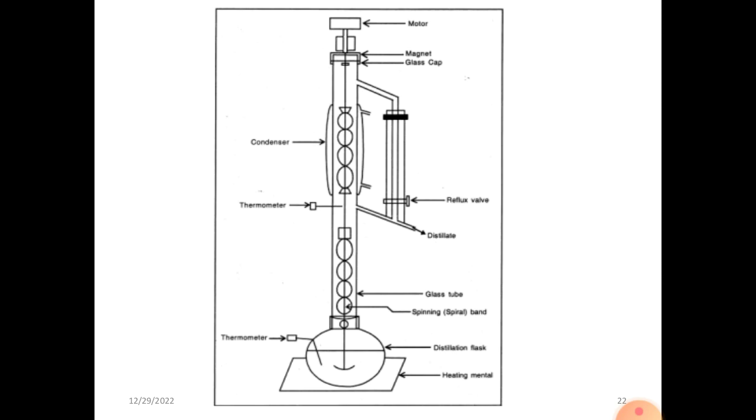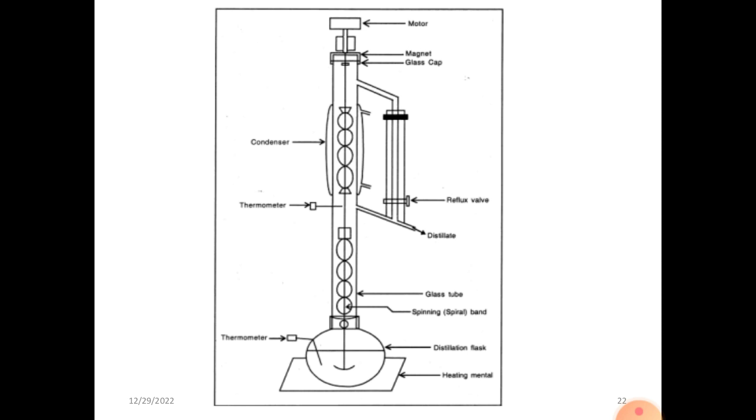This is a diagram showing the setup. At the base there is a distillation flask which is provided with a thermometer. Then it is connected with the column. Inside the column there are spinning bands. Outside that there is a glass tube, and into the glass tube these spinning band columns are fitted. Then a thermometer is connected to this to control or identify the temperature.